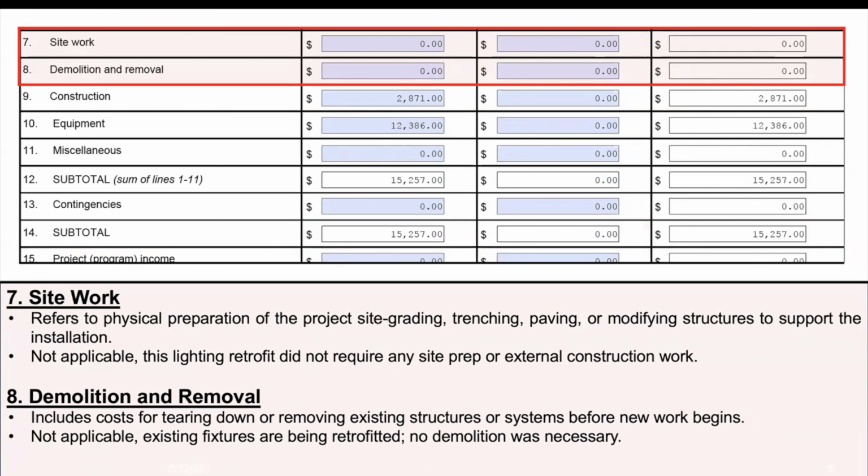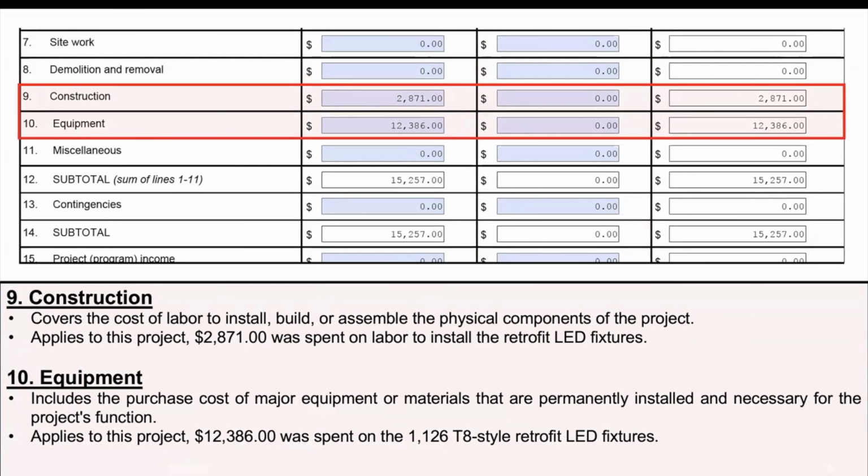Line 8 is for demolition and removal fees. This applies if we tore anything down. Since this was a retrofit project, nothing was demolished. Line 9 is for construction fees. This includes labor. We added $2,871 for the cost of installation work.